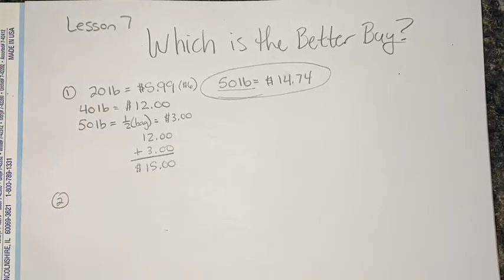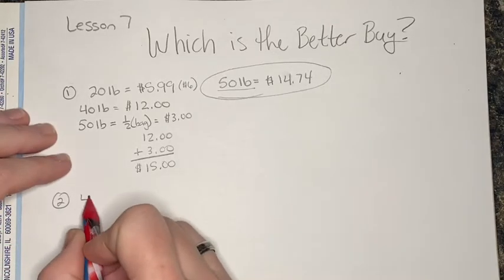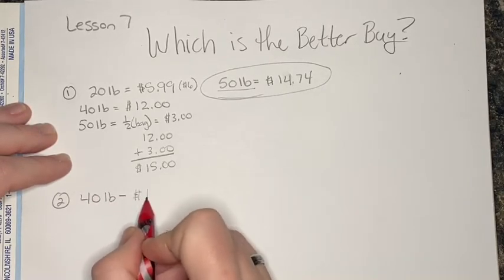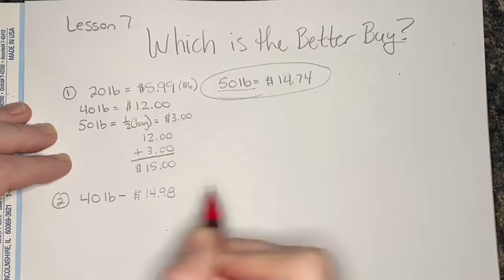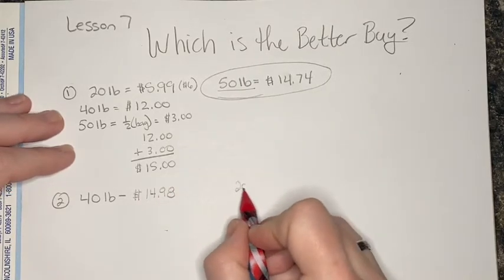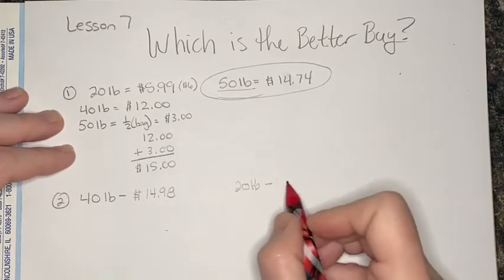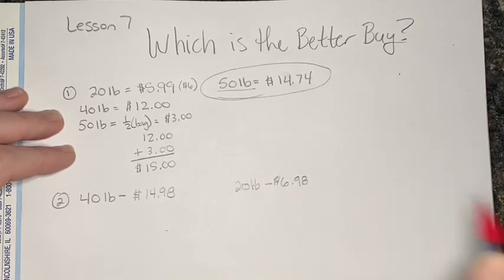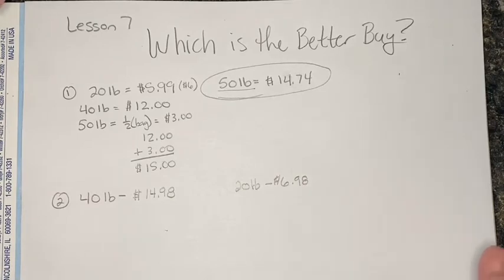Problem number 2 reads that Gail is purchasing bird feed for her birds. A 40-pound bag costs $14.98. And a 20-pound bag costs $6.98. All right, which is the better price?